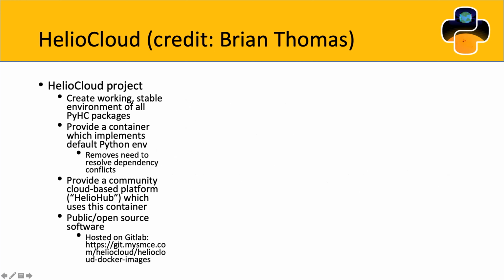Just super quick credit to Brian Thomas for these bullets, but HelioCloud is a stable environment, works out of the box with all of the PyHC packages. It's containerized, which implements the default Python environment, and removed the need for anyone attending to have to figure out dependency conflicts, downloading everything to their local laptop and so forth. It has a community-based platform, HelioHub, which uses this container, and that's what people would see when they were working with it. And if you're curious to see more on HelioCloud, it is public and open source and hosted on GitLab.